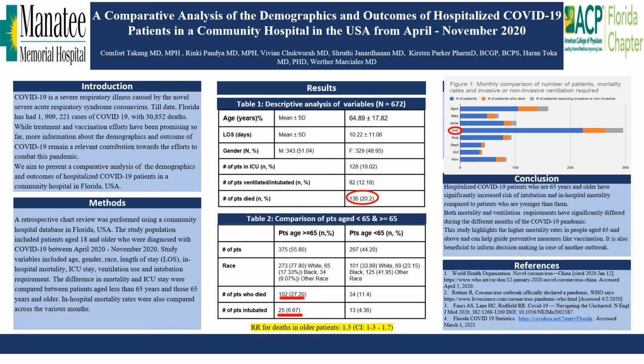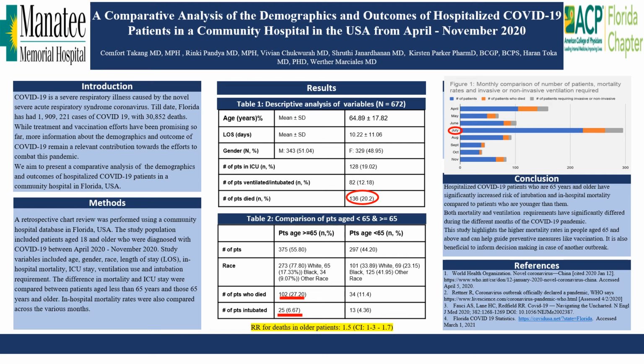In conclusion, hospitalized COVID-19 patients who are 65 years and older have significantly increased risk of intubation and in-hospital mortality compared to patients who are younger than them. Both mortality and ventilation requirements significantly differ during the different months of the COVID-19 pandemic.